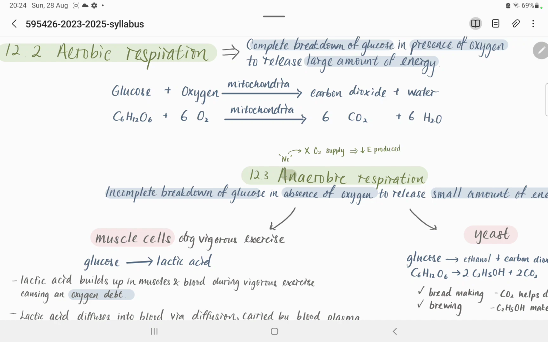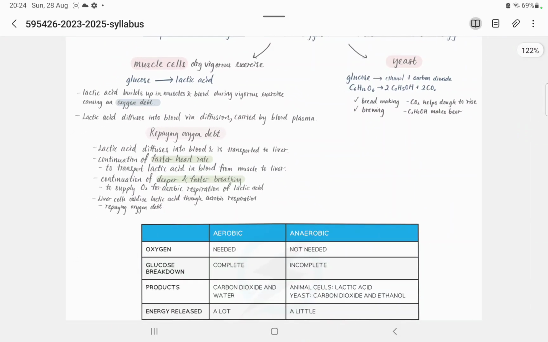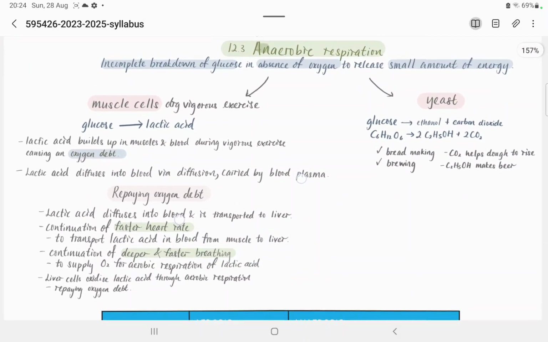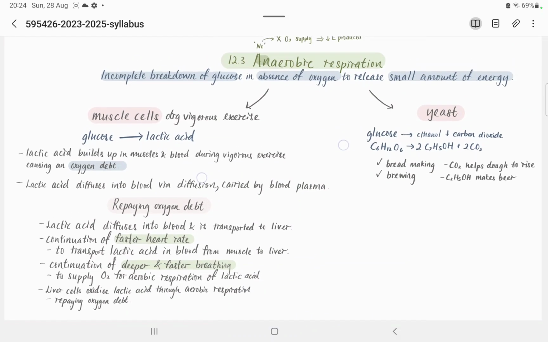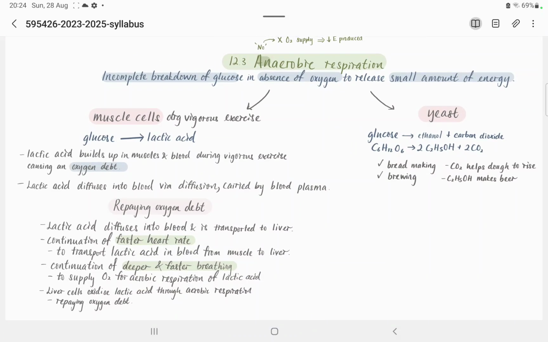Okay, this one is for aerobic respiration. After that, anaerobic is the longest part. So for this one, anaerobic actually means no. So anaerobic means no for what? No oxygen supply. Actually this one is absence of oxygen so there is no oxygen supply. So amount of energy produced will be lower also. So this one is straight away the definition already. Incomplete breakdown of glucose in the absence of oxygen to release small amount of energy.